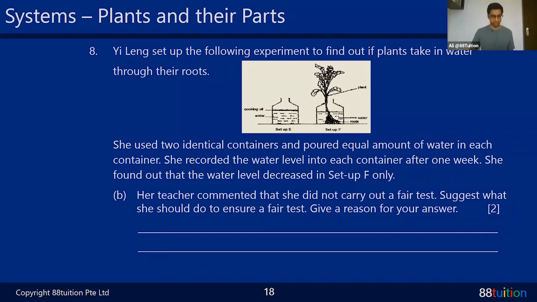Hi. Can you read this question B for me? The teacher commented that she did not carry out a fair test. Suggest what she should do to ensure a fair test. Give a reason for your answer.